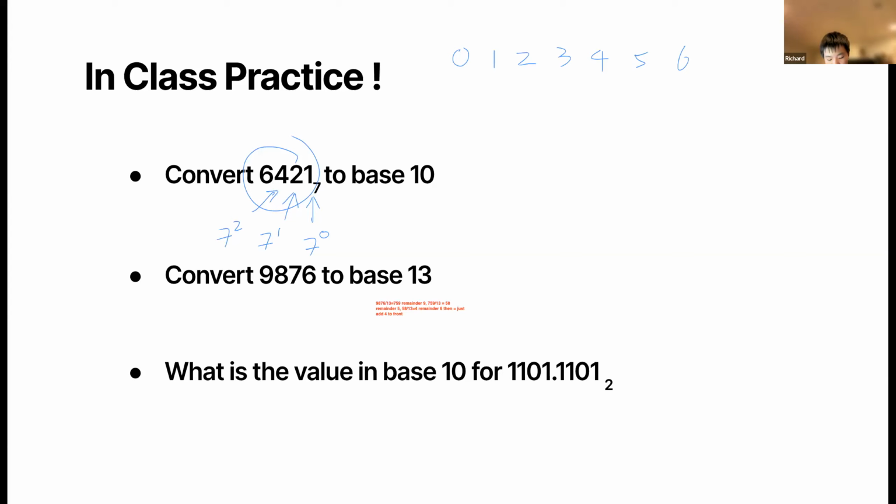So it goes in order: 7 to the power of 0, 7 to the power of 1, 7 to the power of 2, and this is 7 to the power of 3. So that is why we can rewrite this number as 6 times 7 to the power of 3 plus the rest.